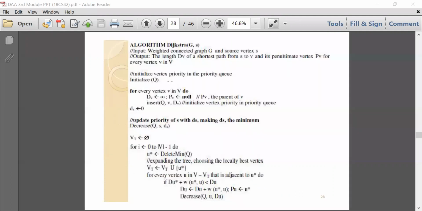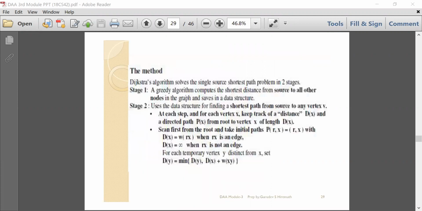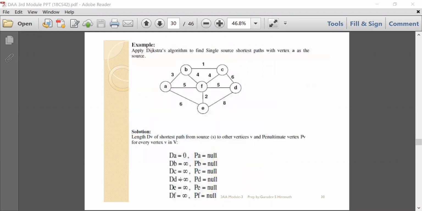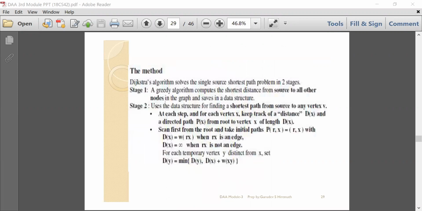Then initialize that particular priority queue. For every vertex V in V, initially I take the distance as infinity and the path as null. Initially all distances are infinity and all paths are null. Like that I will do.